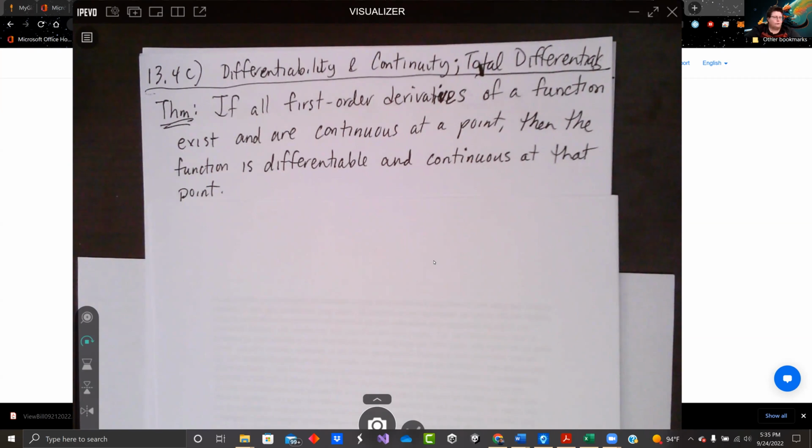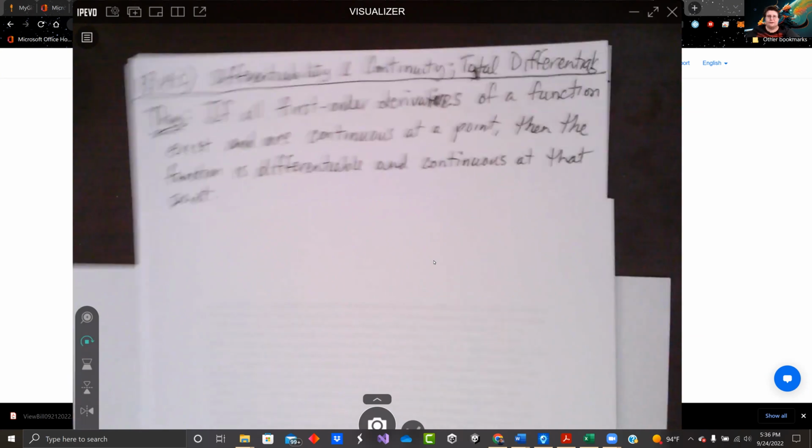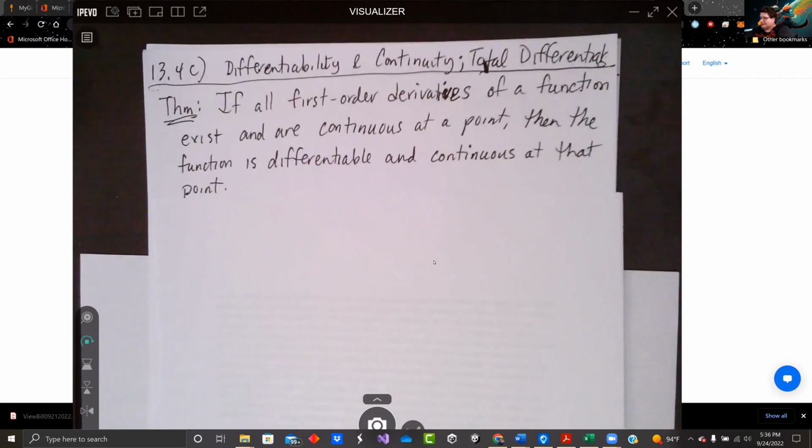So the theorem I told you was going to make this all a lot easier, and it's proved in higher order math classes at a university if you go into real analysis and all that good stuff: if all the first order derivatives of a function exist and they are continuous at a point, then the function is differentiable and continuous at that point. That's a great trait. All we need is the first order derivatives to exist and be continuous there, and then our overall function is differentiable and continuous.